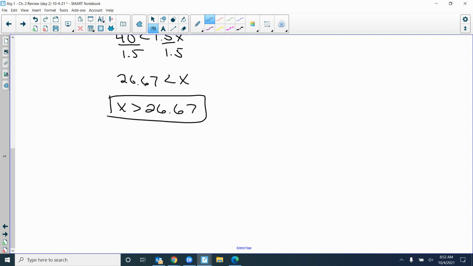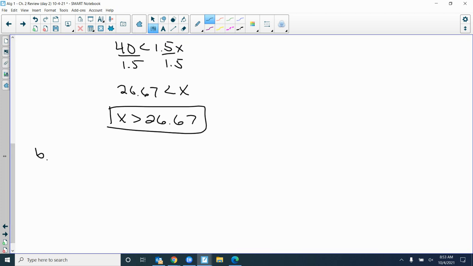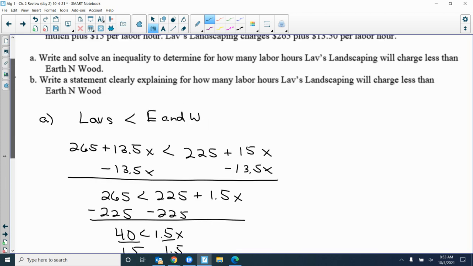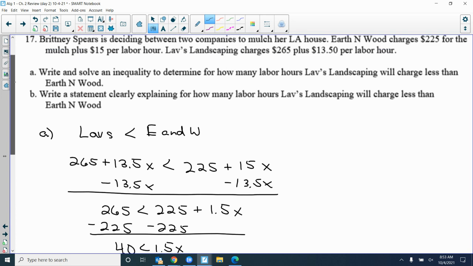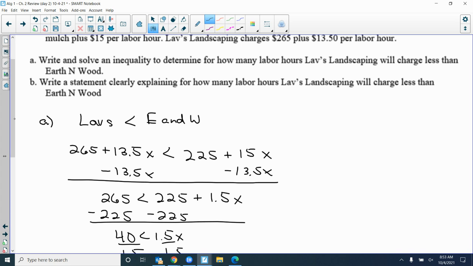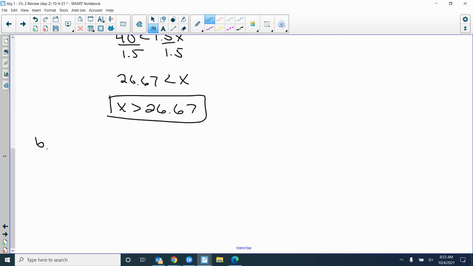Okay, now, part B. Write a statement clearly explaining for how many labor hours Labs Landscaping will charge less than Earth and Wood. All right, what statement should you say? Because a lot of people will give me this answer, but then they'll tell me something that's not related to what the question is. All right, what do you think here in this case? Addie, Barrios, what do you think?